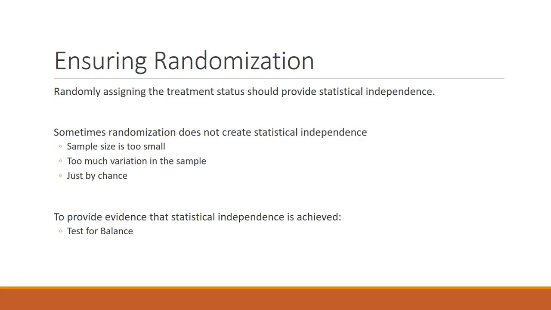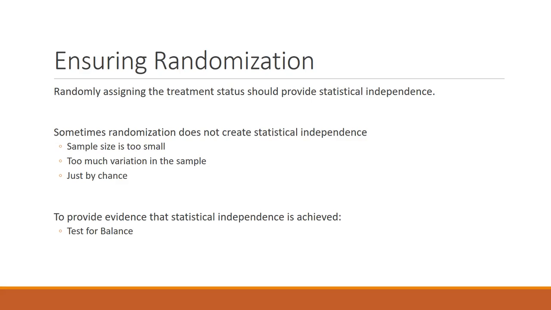Okay? And then, lastly, it can just occur by chance. Just by chance, randomization can fail to achieve statistical independence. But that's very, very unlikely when our sample size is big. When our sample size is small, then it's much more likely for our randomization to not create statistical independence. So, basically what I'm saying here is that randomization should create statistical independence, but that's only as long as our sample size is big enough.